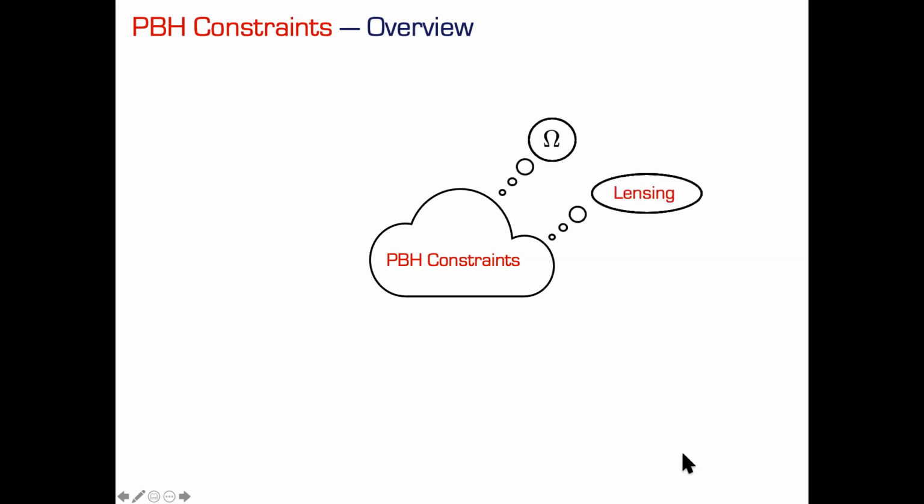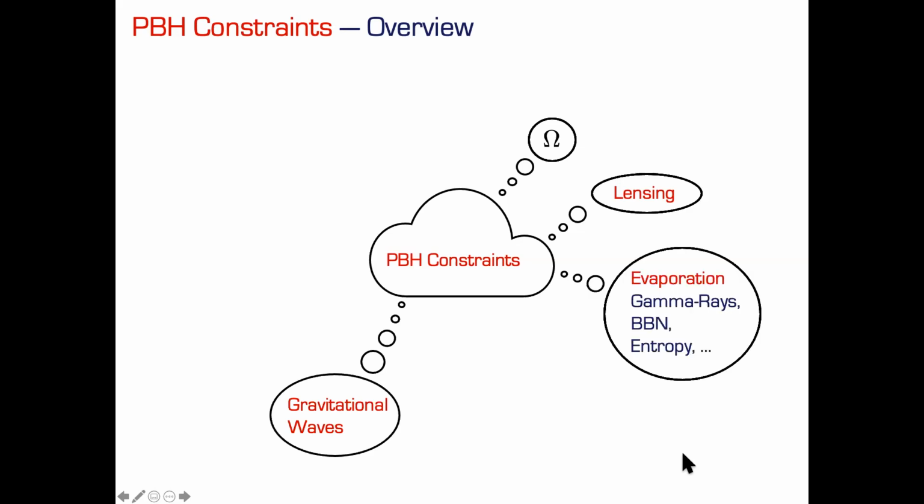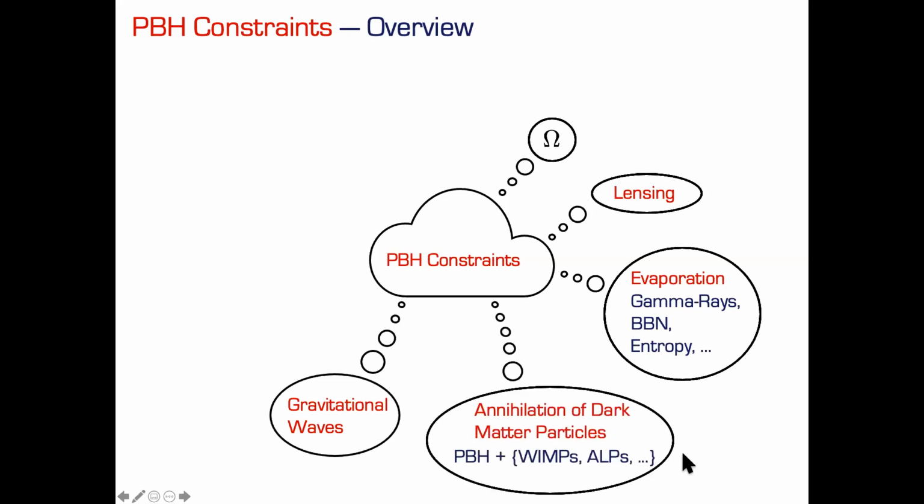So you have constraints coming first of all from not overproducing, not producing more primordial black holes than there is actually dark matter. That's the maximum you can have. There are constraints from lensing, constraints from gravitational waves, and constraints if they evaporate by Hawking radiation. At the end of the second lecture we will talk about the interesting possibility of primordial black holes and particle dark matter, where the particles can annihilate in halos around these primordial black holes, and that gives you a lot of gamma rays, for instance, which, if you don't observe them, you can constrain the abundance.